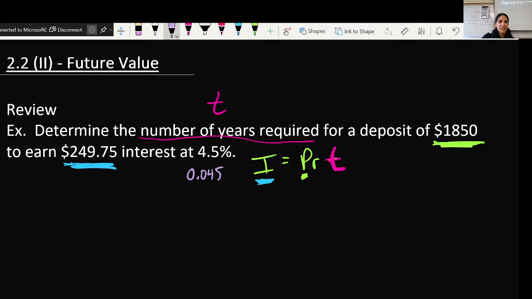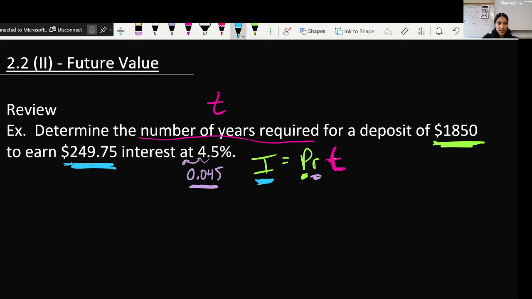0.045. Everybody see what we did? Percent means out of 100. So we moved that decimal over 2 places. Oops, I'm going in the wrong direction. 2 places, and that's how we get this 0.045, which would be our R value. So we can go ahead and start plugging things in.